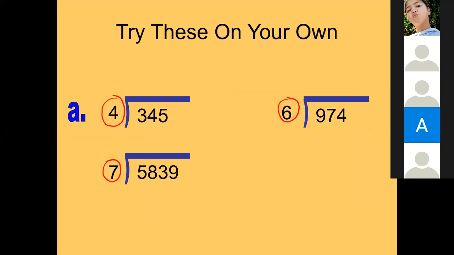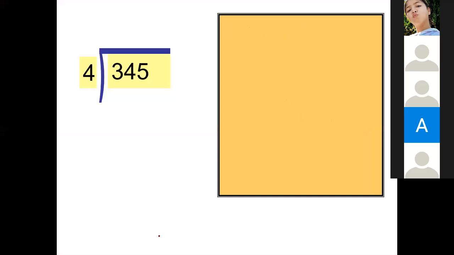What do we call 4? Did you remember what we can say about 4? Divisor. And what do we call 345? Dividend. Bravo. The answer of the division, up? The quotient. And the number that's written down? Remainder. Bravo. Okay.